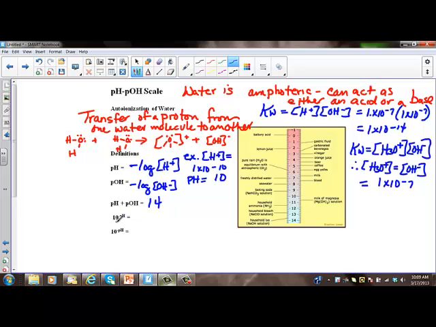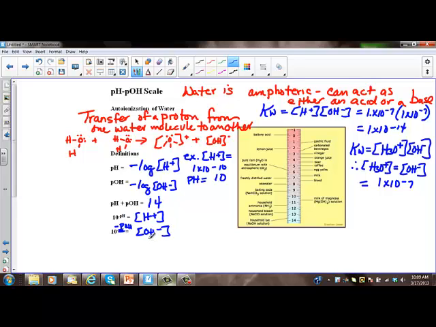And basically the antilog, so 10 to the minus pH is going to equal our H+ concentration, and this should say 10 to the minus pOH equals our OH- concentration.